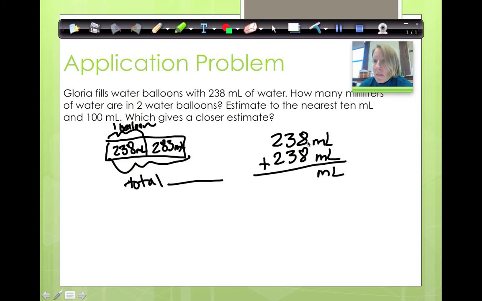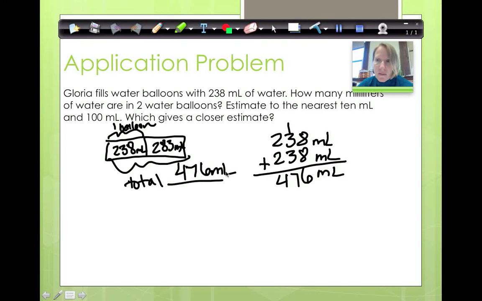It's going to be 8 plus 8. 8 plus 8 is 16. All right. And 6 plus 1 is 7. So we did 3 plus 3 is 6, plus 1 is 7. Now we can do 2 plus 2 is 4. So our total exact answer is going to be 476 milliliters.